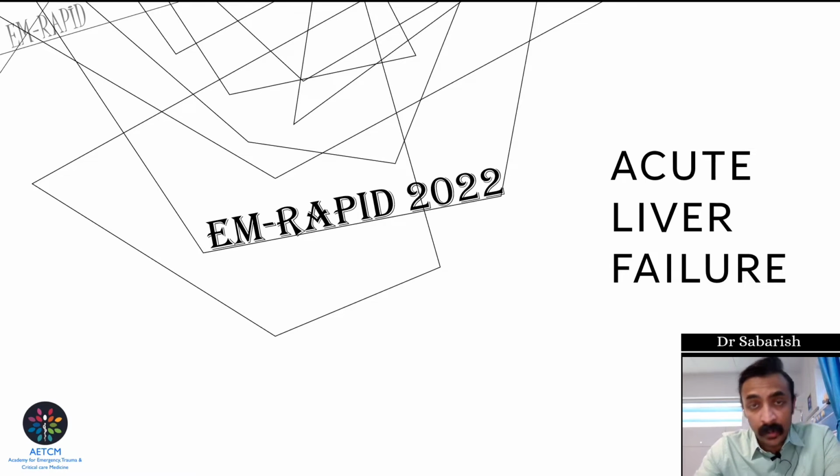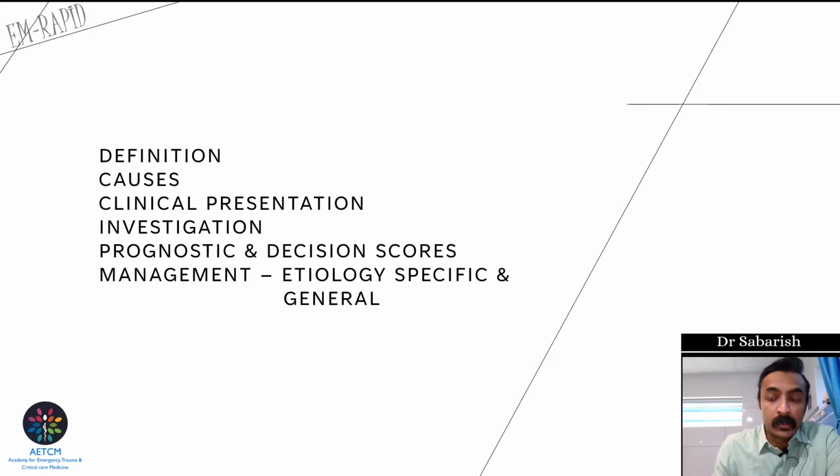When I say acute liver failure, we will be limiting our discussion to acute liver failure in adult patients, and will not be dwelling too much into acute on chronic liver failure, but acute liver failure only. So these are the broad headings under which we will be discussing this session: the definitions, causes of ALF, clinical presentation, the predominant investigation strategies, the prognostic and decision scores, and management, both in terms of etiology-specific management and the general management principles.